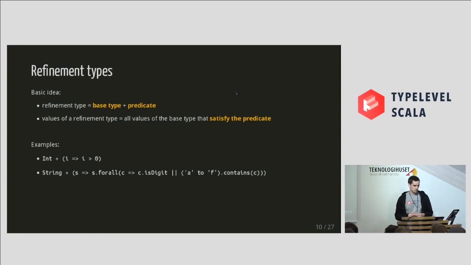Okay, so before we go into the library, I just want to show you the basic idea of refinement types. A refinement type is just some base type plus a predicate. And then we demand that all values of the refinement type are the values of the base type that satisfy the predicate. One example is an Int with the predicate greater than 0, or a string that only contains hex digits.